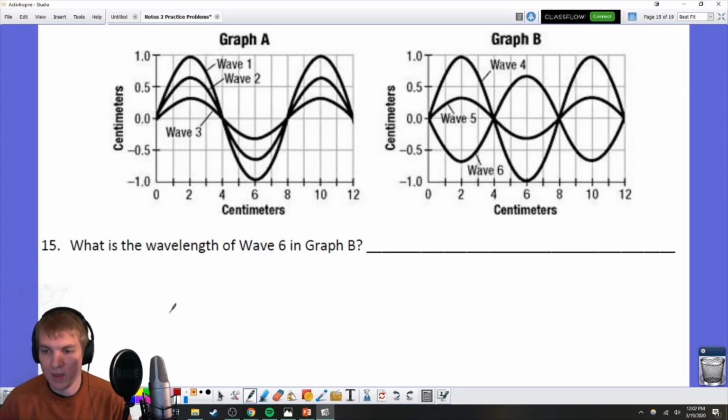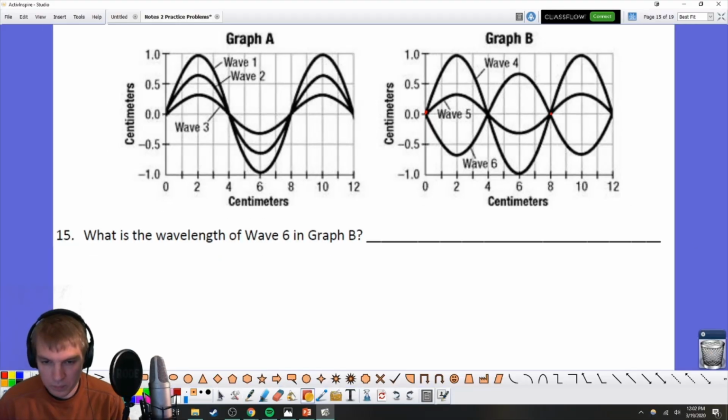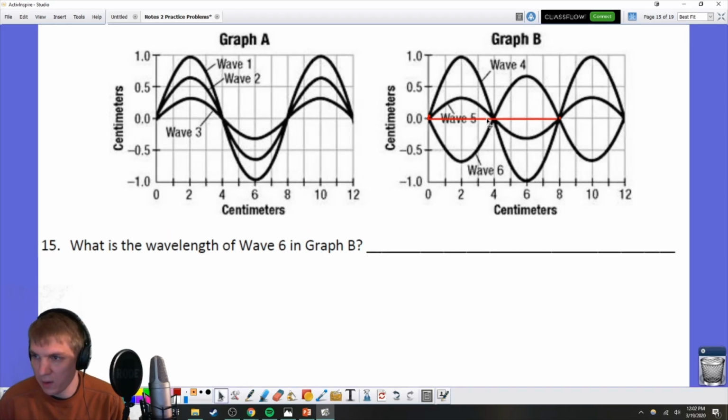Number 15, what is the wavelength of wave 6? All right, so wavelength of wave 6. Wave 6 is going to be on this part of the graph, and it's going to be measured from this point here to this point here. I'm going to draw a line from this point to this point, and then I will be able to drag that line anywhere on that wave 6.